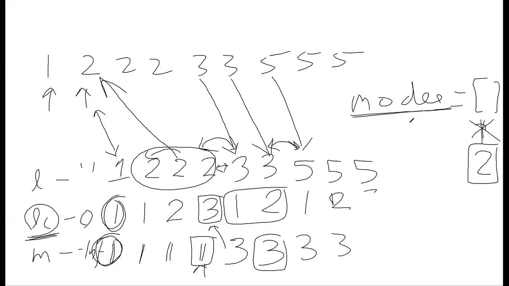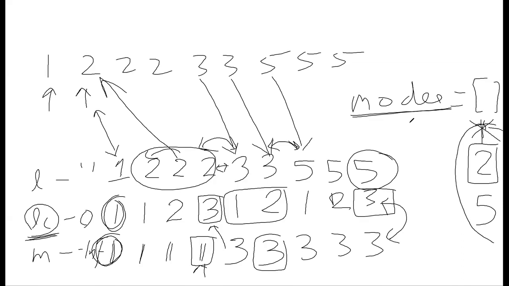2, 3, and 3. As this is the last element, what I have to do is just take this case. Now this is having the same length as the max. So I'll insert this one also into the modes. And at the end, I'll have only 2 modes which are having maximum length.